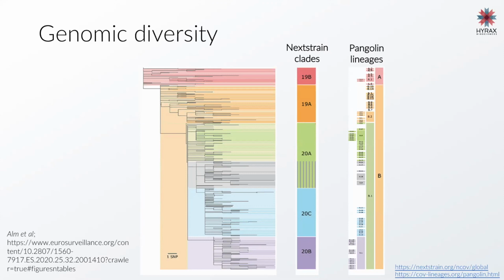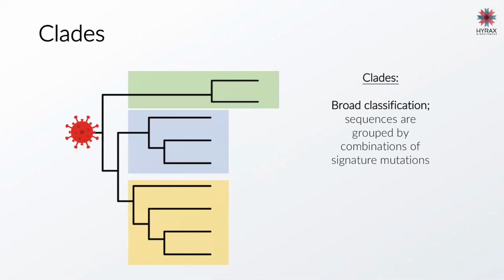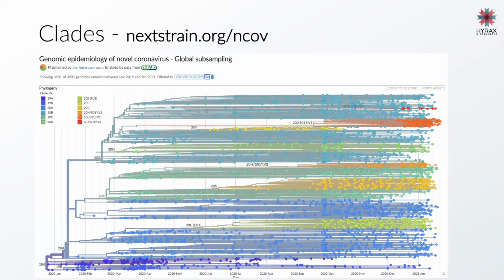And these tools, really what they do is that they zoom into the different groupings of the viruses at a different scale or resolution. So just briefly, you can think of clades as a broad classification where sequences are grouped by combinations of signature mutations. And I'm sure you guys will be familiar with this Nextstrain graph.